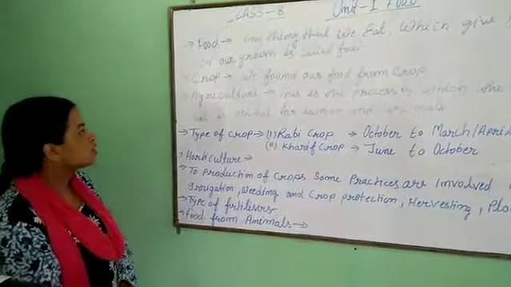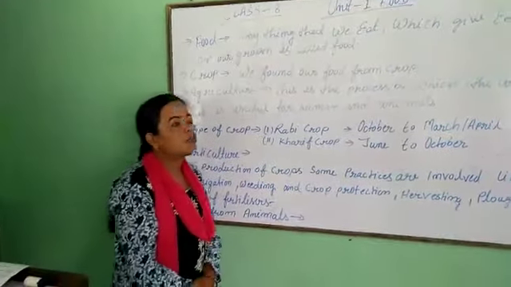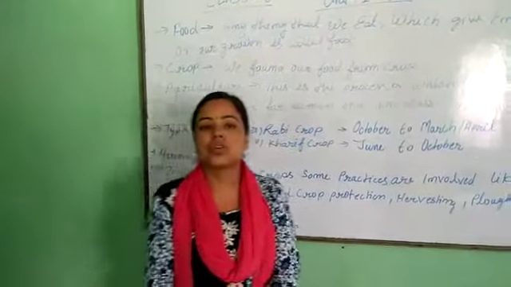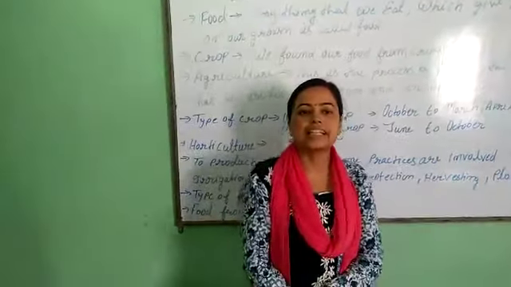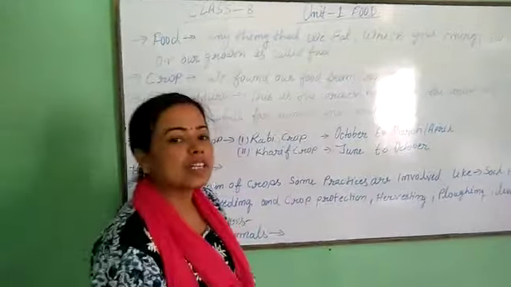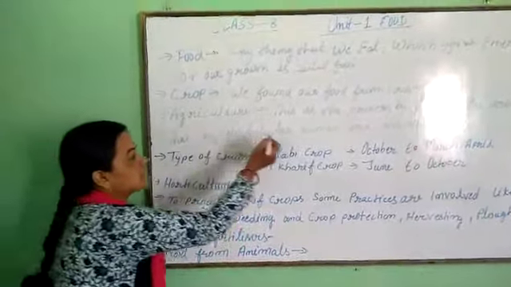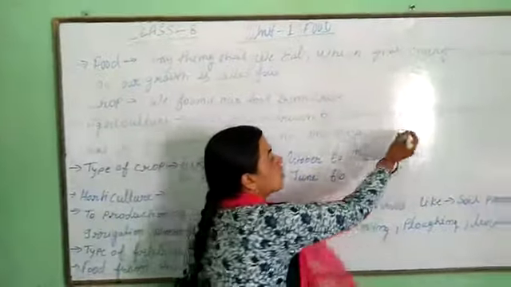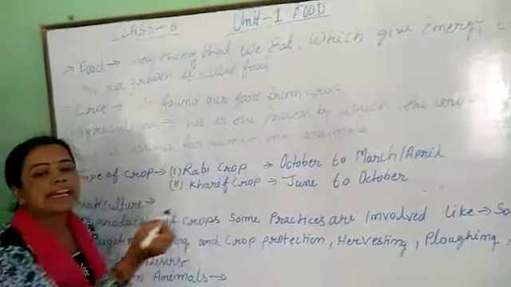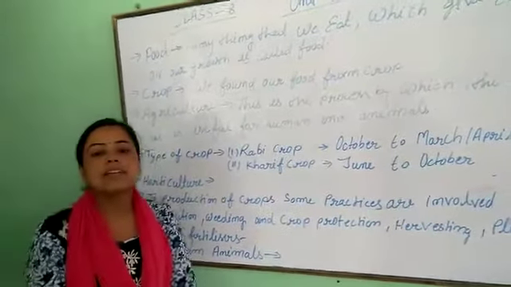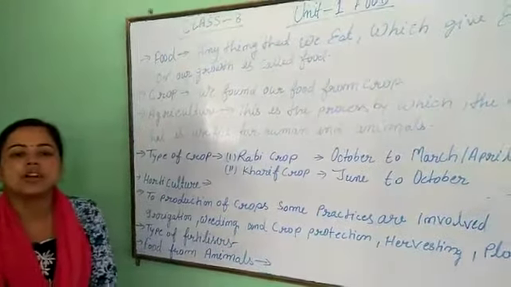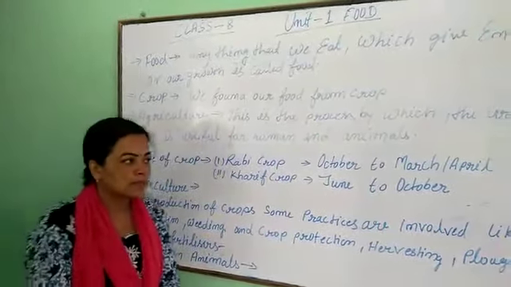So let's see what is a crop. We get our food from crops. Crops are grown by agriculture, and agriculture is the essential part of crops. Let's see what is agriculture. Agriculture is the process of growing plants that are useful for humans and animals. All living things need food and food is also found from agriculture.